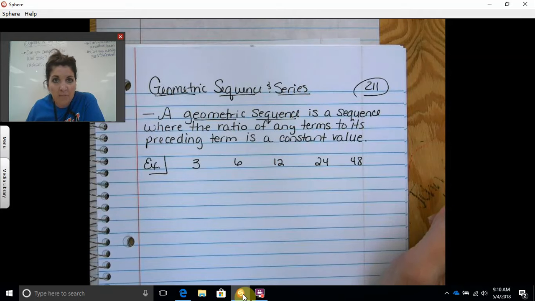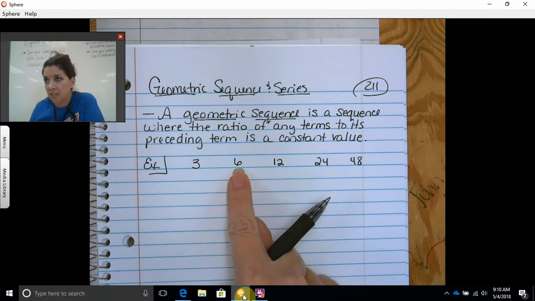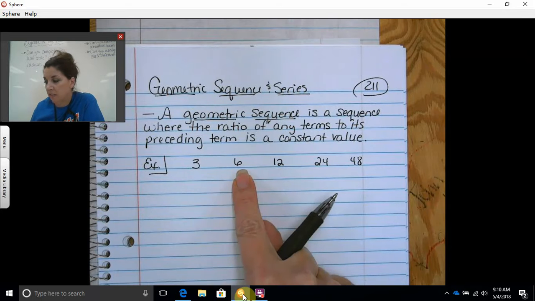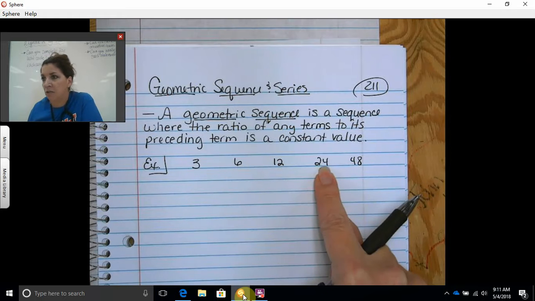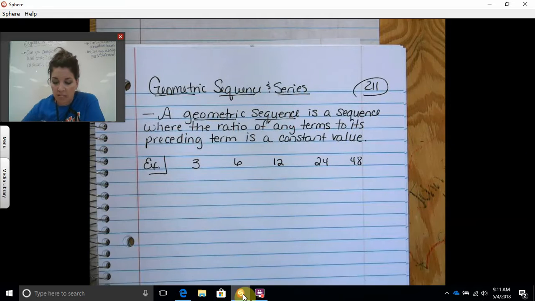Is that arithmetic? No. Arithmetic would be 3 plus what is 6? 3. Is 6 plus 3 12? No, that's arithmetic if it was, right? But it's not. So geometric, 3 times what is 6? 2. 6 times 2 is 12. 12 times 2 is 24. 24 times 2 is 48. But it wants you to set it up as a ratio.